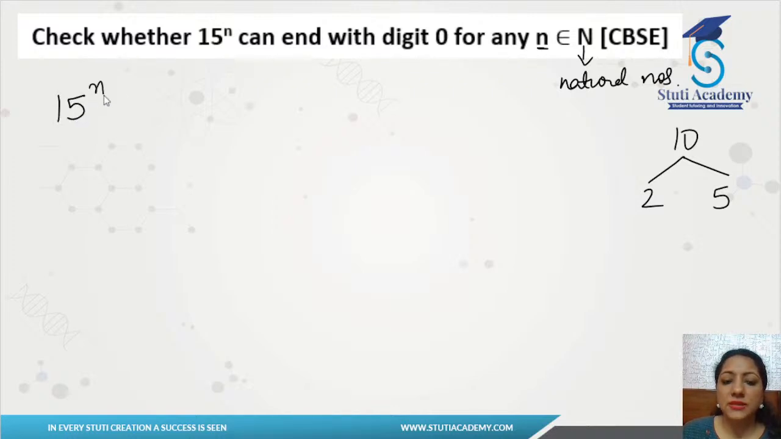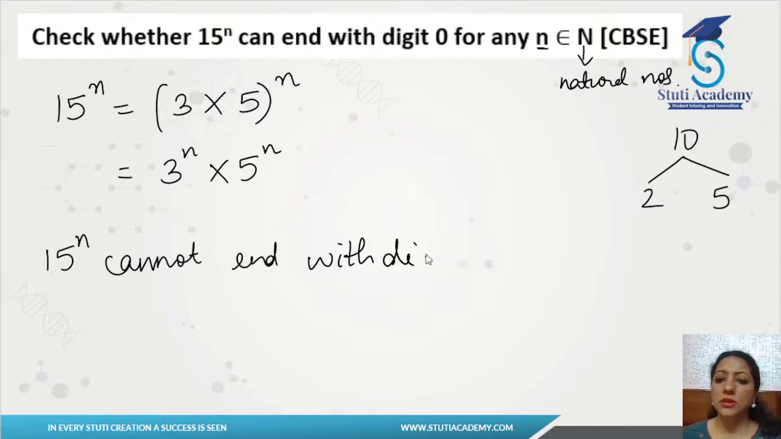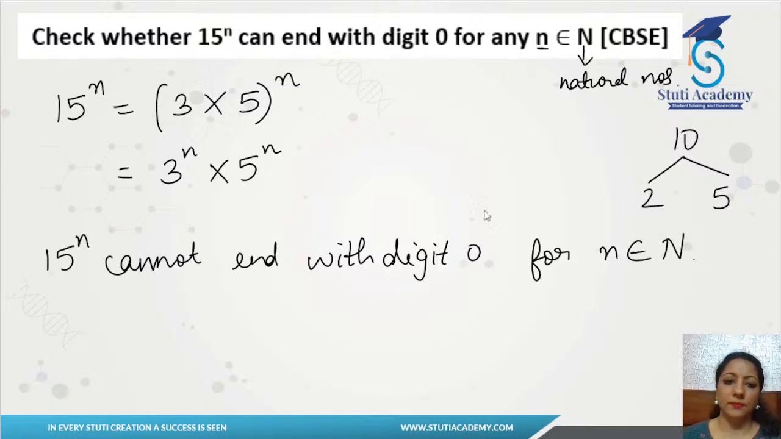So I'm going to take 15 raised to the power n. I know that 15 can be written as 3 into 5, raised to the power n. That is 3 raised to the power n into 5 raised to the power n. So here I can see I have 5 as a factor of 15 raised to the power n, but I don't have 2. So therefore I can conclude that 15 raised to the power n cannot end with digit 0 for any natural number n. Okay, children, let's proceed now.